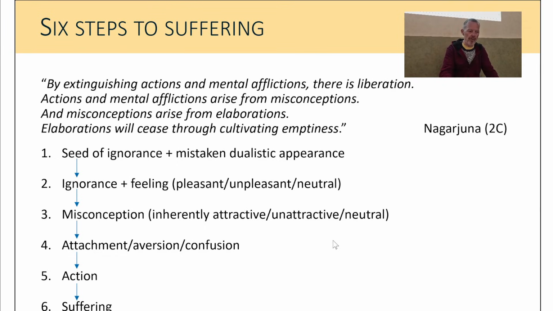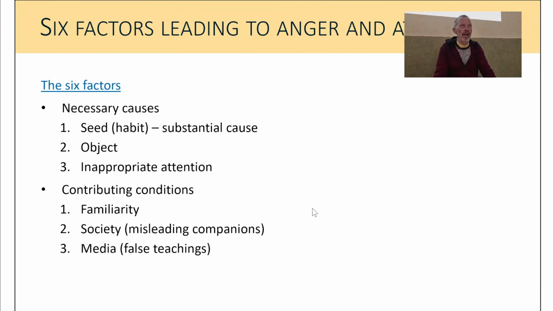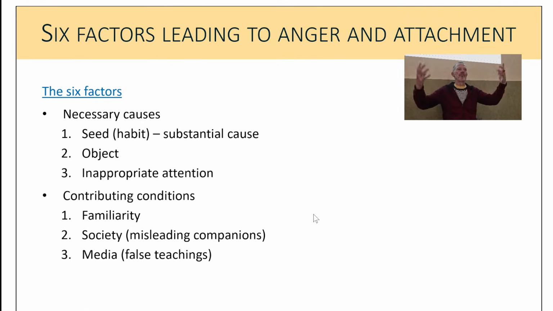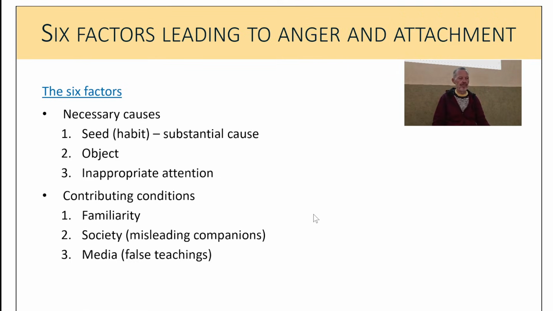Okay, last topic before we break for lunch. They are what's called the six factors leading to anger and attachment. In fact, these six factors lead to any of the mental afflictions, but we'll put anger and attachment because they're the two we're focusing on in this course. So these are six things that can contribute to anger and attachment arising in our mind.